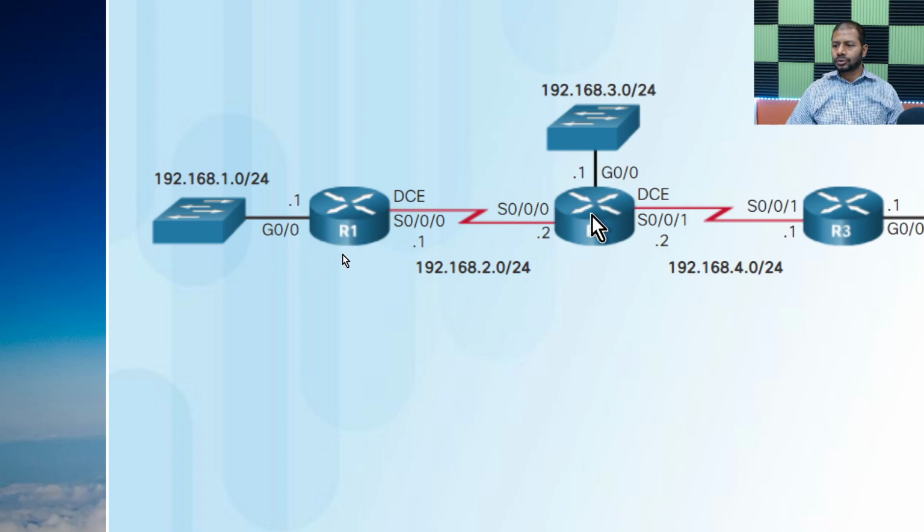For R2, same way. This LAN interface right here, gigabit 0/0, I'm going to make it a passive interface. So RIP advertisement will not go through this way. It's only going to go this way to the other router. Only routers need to know the advertisement. So I can configure this gigabit 0/0 interface as a passive interface. How do I do that?